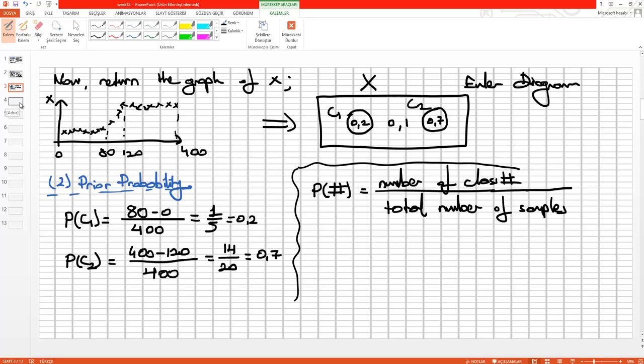What happens if I add the C3 class here? For example, this is C3, along with C1 and C2. We can draw a circle here, and C3 can be assigned here. Just simple as that.